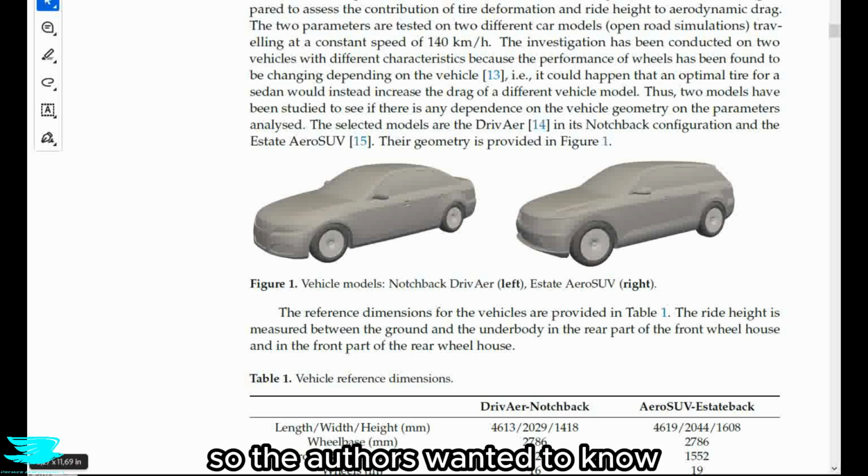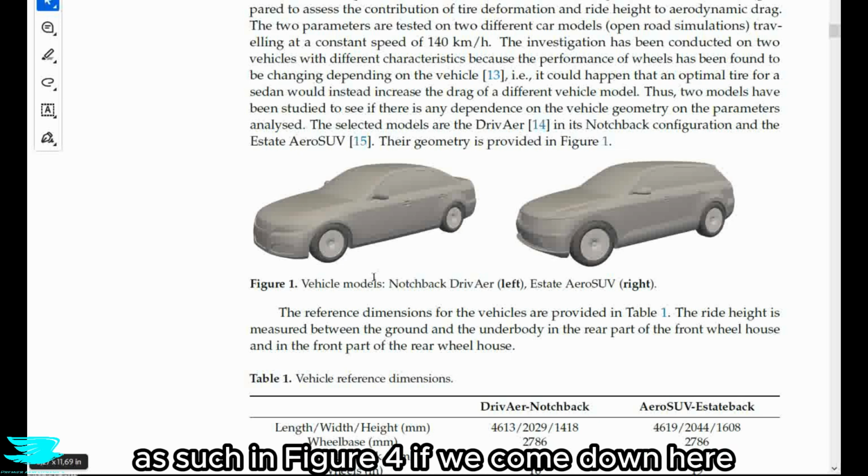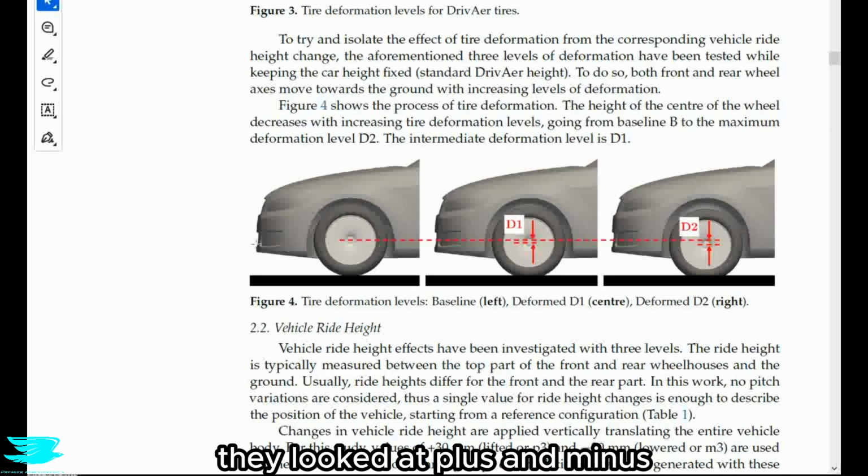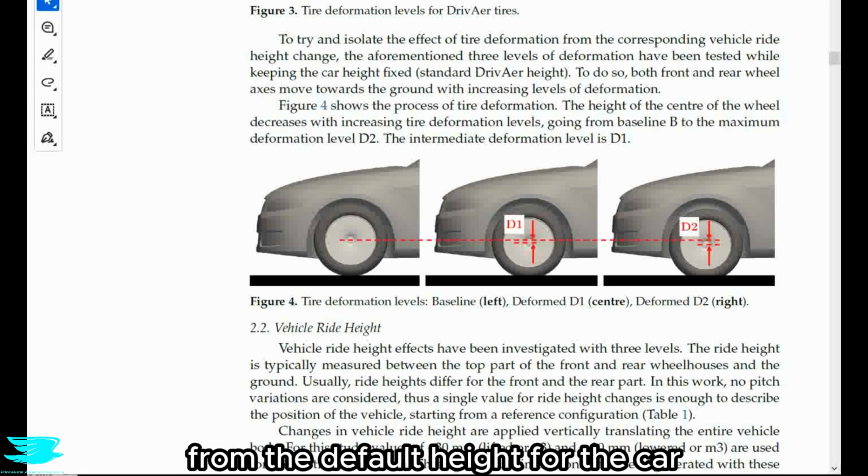So the authors wanted to know how changing the ride height changed the aerodynamics too. As such, in figure 4, if we come down here, they looked at plus and minus 30mm height changes from the default height for the car. And that's quite a bit.